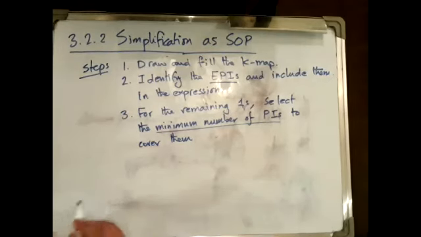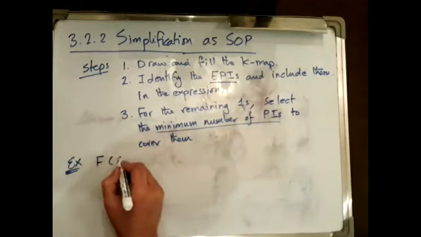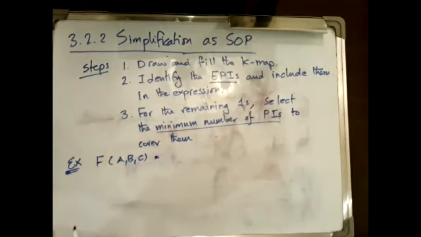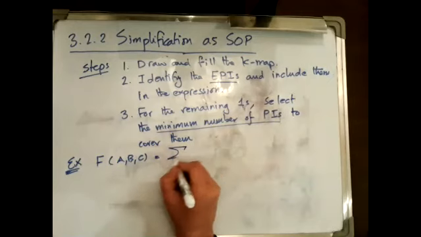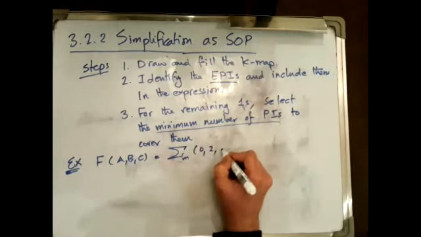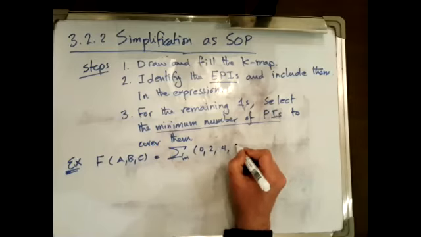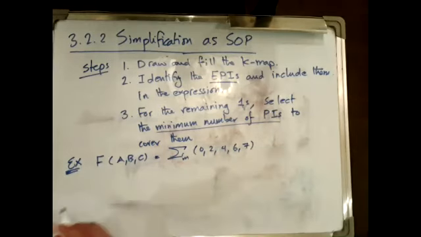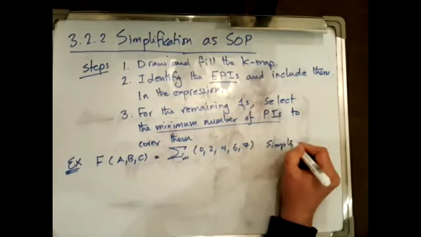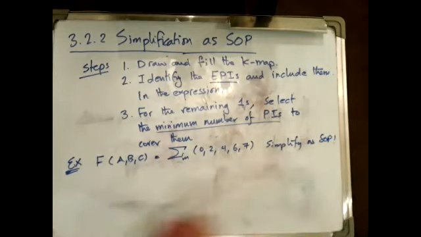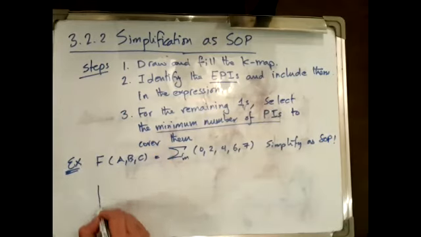Okay, so let's take a very simple example. We will consider the function f of a, b, c equals the sum of minterms 0, 2, 4, 6, and 7. So we want to simplify as SOP. We want to find the sum of product expression for this function. This is a function of 3 variables, if you remember.